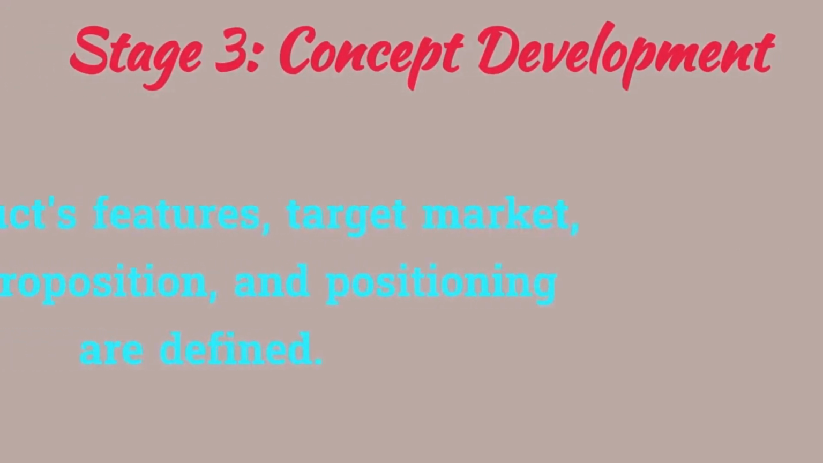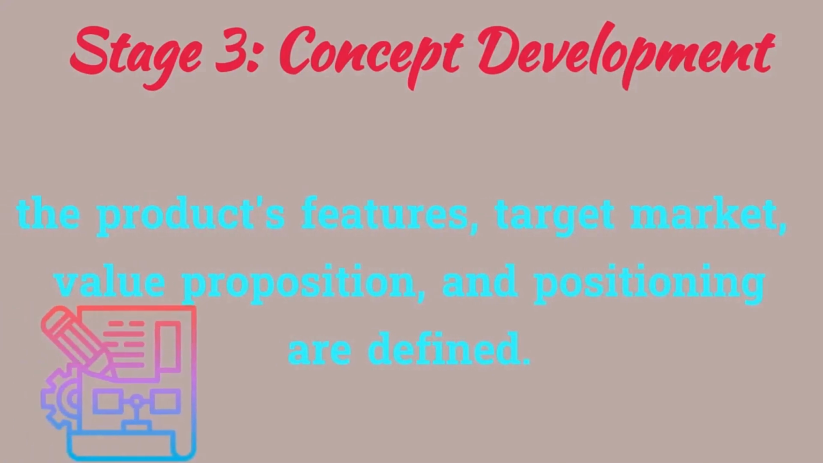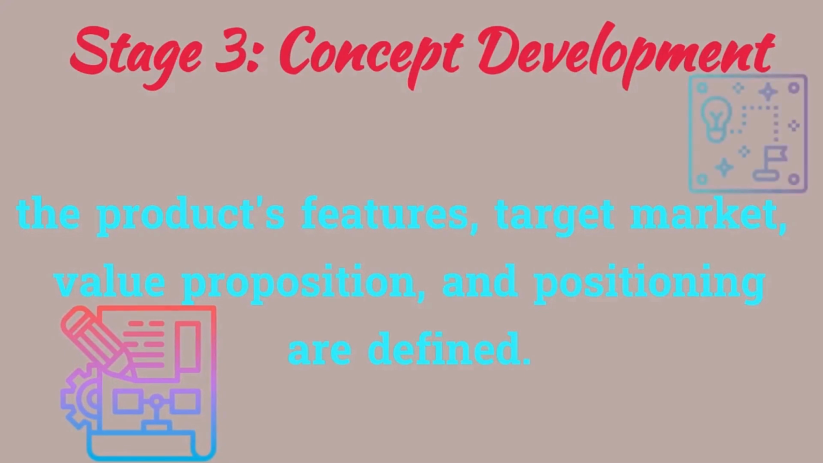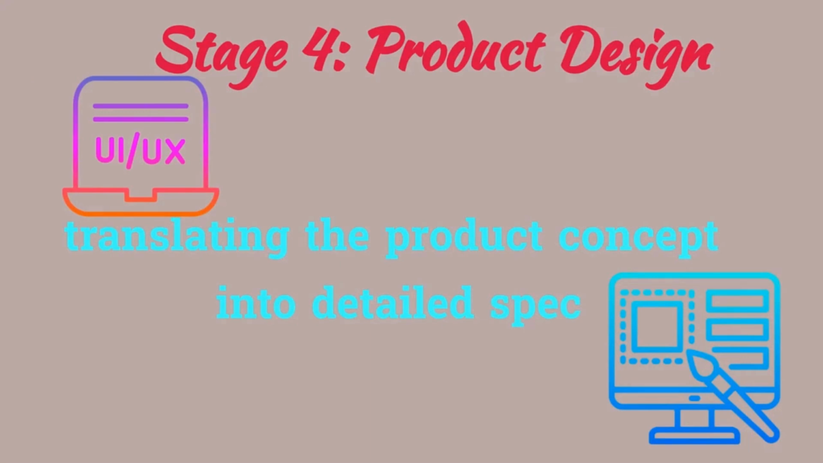Stage 3. Concept development. After an idea has been validated, it is further developed into a product concept. During this stage, the product's features, target market, value proposition, and positioning are defined. To visualize a product, initial designs or prototypes may be created. Stage 4. Product design. This stage focuses on translating the product concept into detailed specs. The architecture, user interface, physical design, and other specs of the product are created by designers, engineers, and other experts. The design may be refined through iterative prototyping and testing.